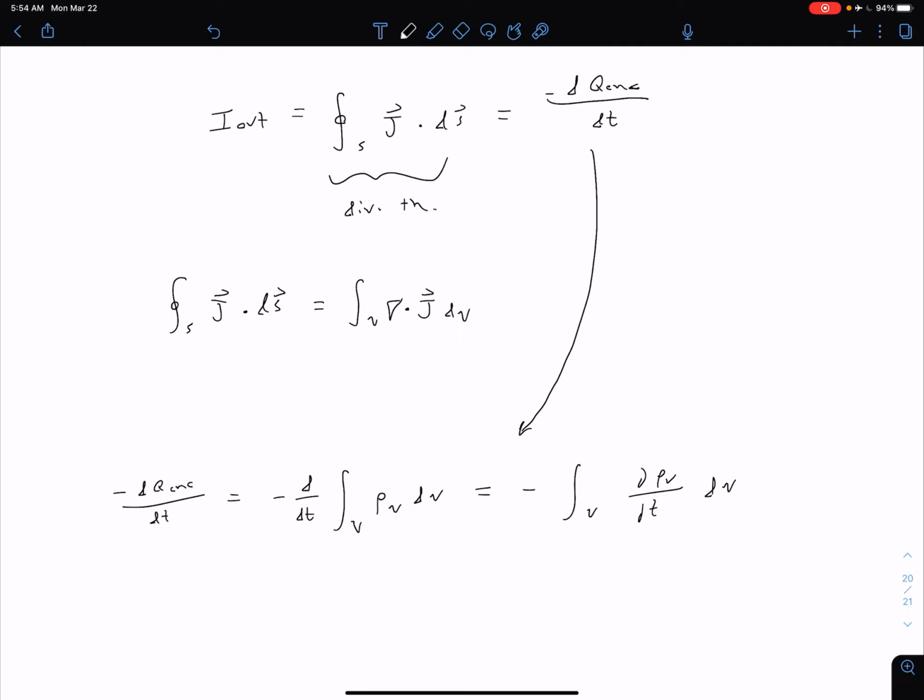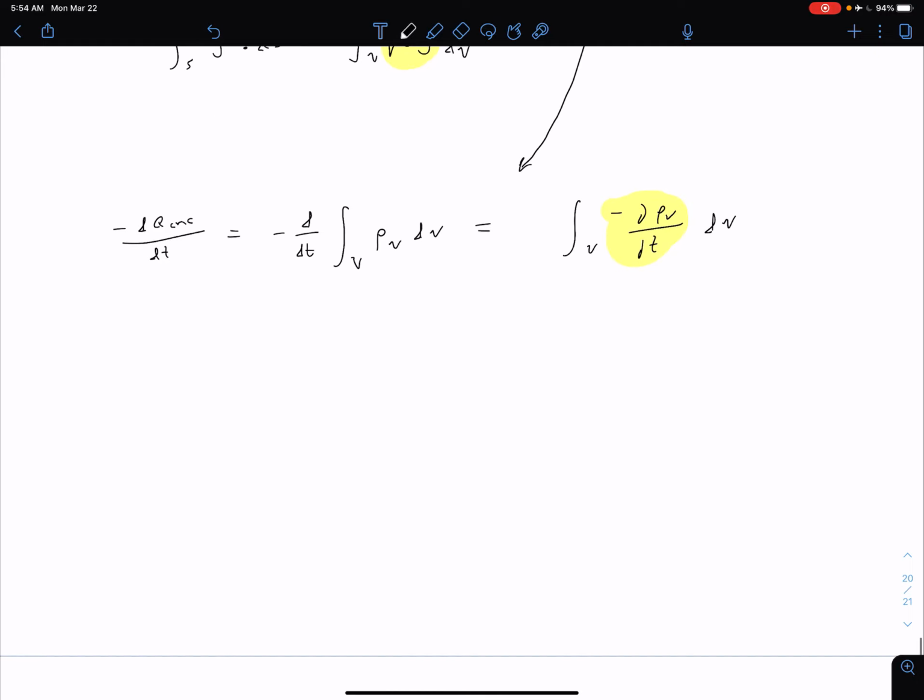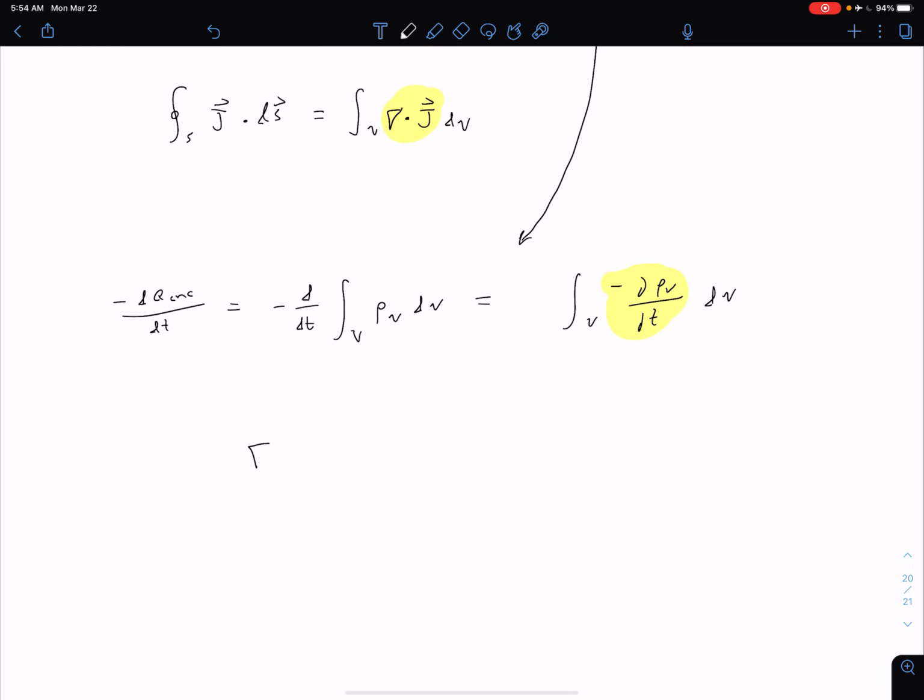Now we can compare these two adjusted forms, and we see we have two volume integrals. Let me move this negative sign inside for clarity. And so we can just compare the two integrands. We have our del dot j, and we have this negative partial derivative. Of course these two integrals are equal to one another. So from comparison, we can say that the divergence of our current density j is equal to negative partial of rho v with respect to t. And this is our continuity equation.